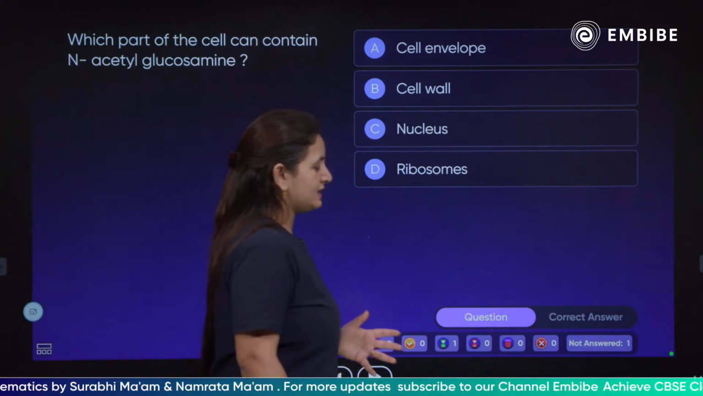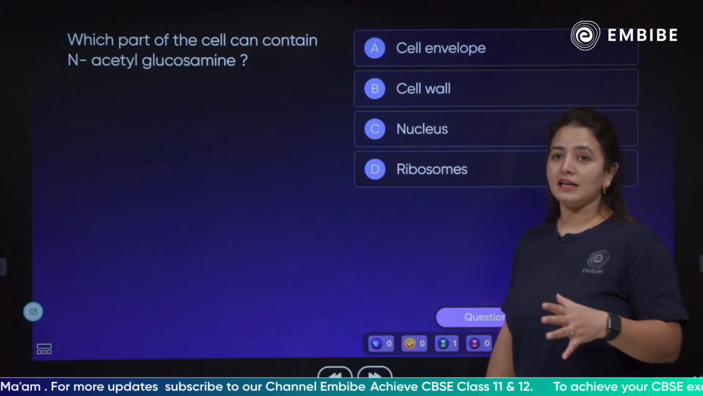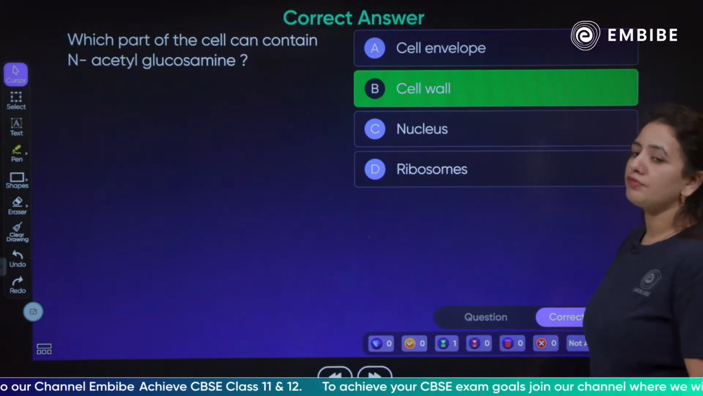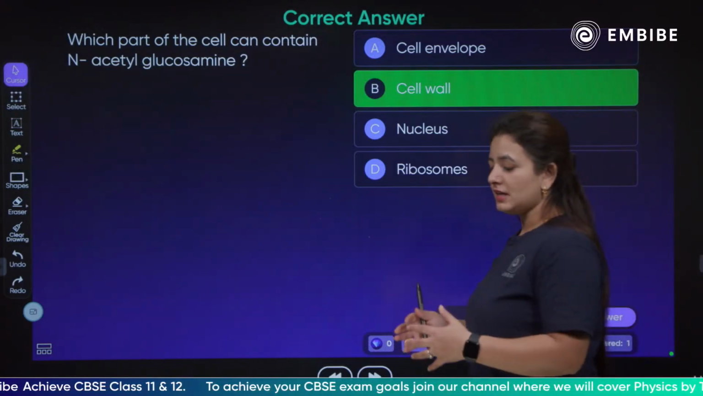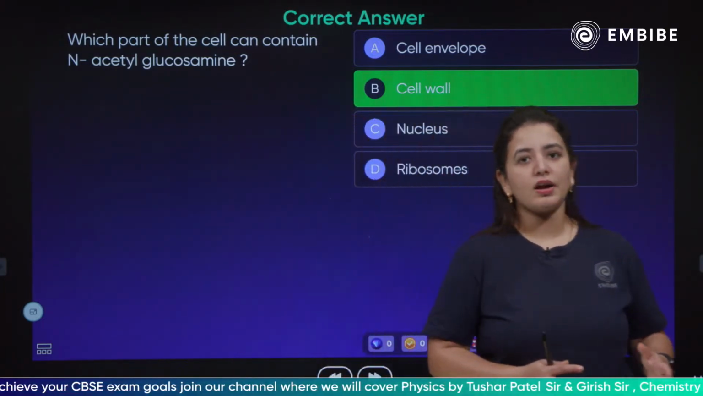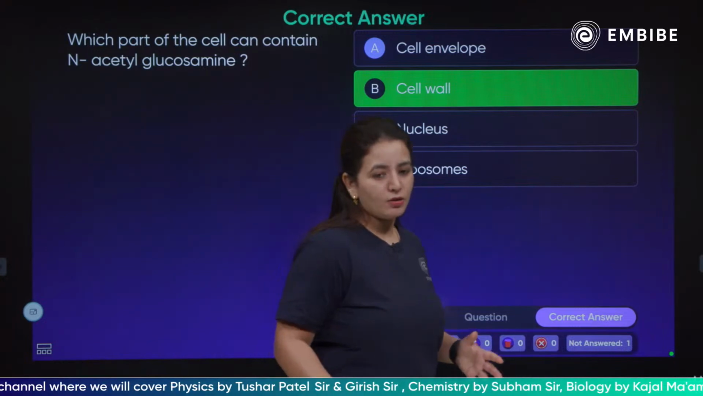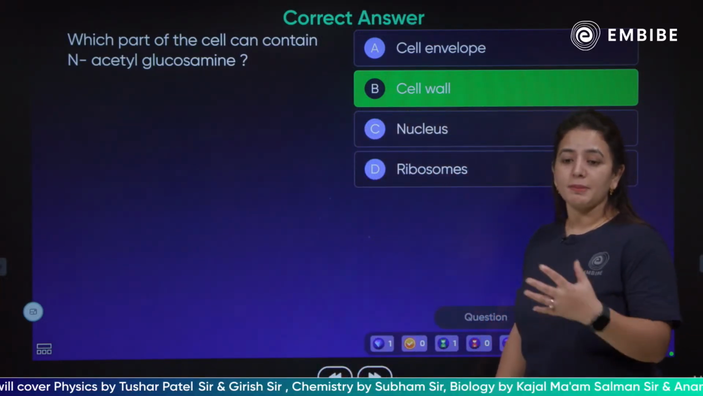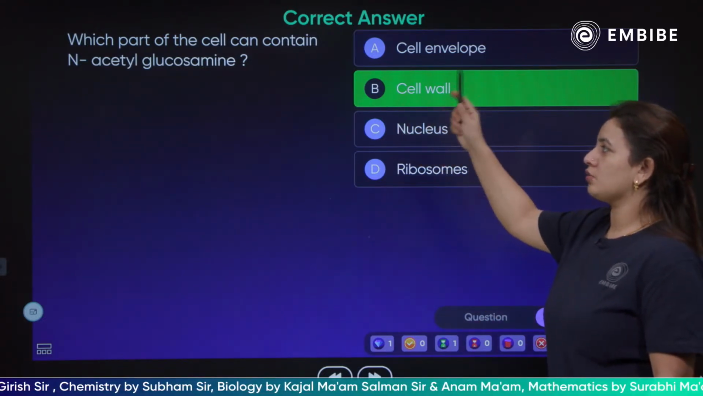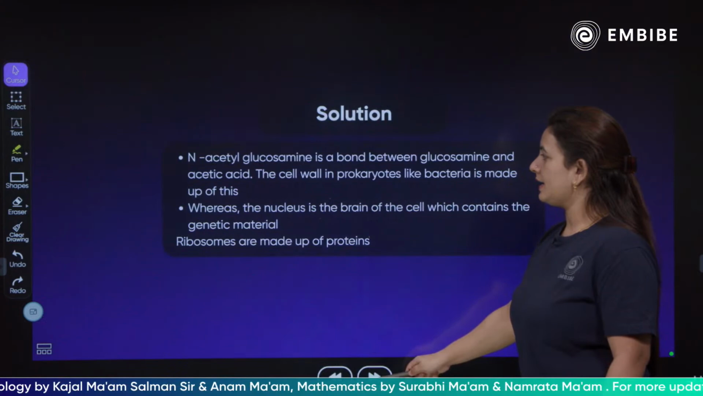So easy, absolutely easy. N-acetyl glucosamine is a part of the cell wall. Yesterday we discussed that the cell wall basically has both proteins and sugars, peptidoglycans, sorry, not phospholipids, peptidoglycans. So they have both peptides, a chain of amino acids, and of course they also have carbohydrate. So N-acetyl glucosamine is a component of the cell wall. Clear?